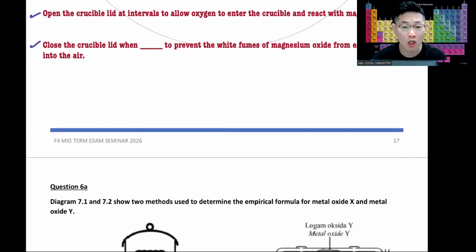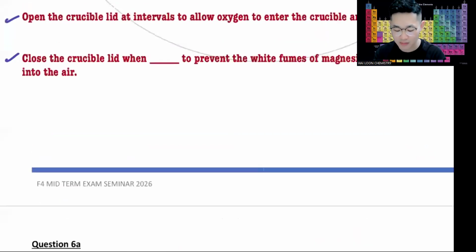When do you have to close it? If you don't know, if you make a mistake here, it's okay. You give the wrong answer, but I never mention your name, so no one knows who's the one who said cooling. So if you gave the wrong answer, it's okay. We write it down with red pen.